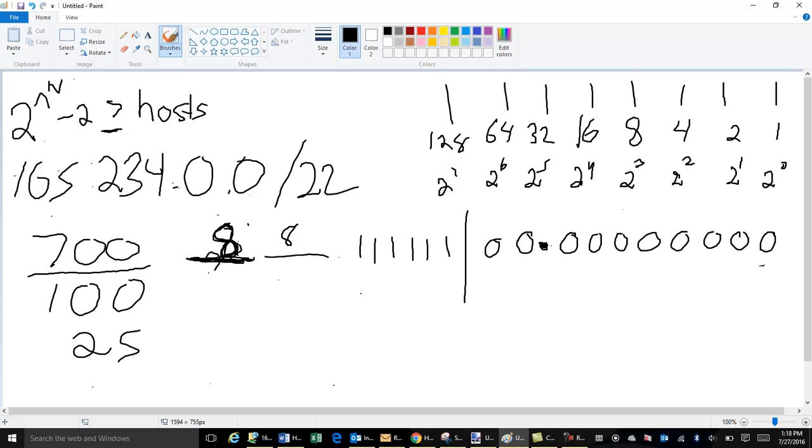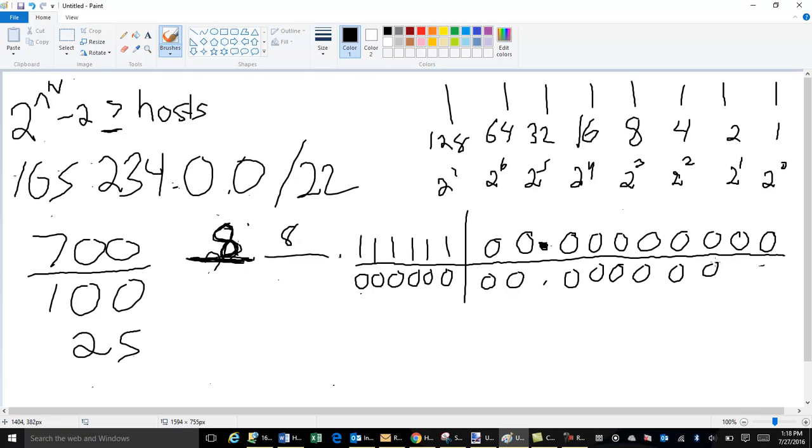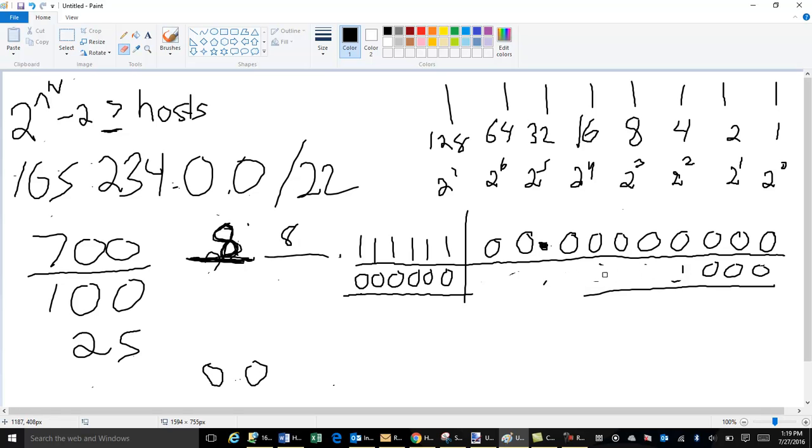Okay, so now I want to figure out what my first range is. What I do is underneath my line here, I make the whole entire thing underneath it all zeros. So that gives me a starting point of 0.0. So my first network ID would be 165.234.0.0. And then to figure out what my broadcast is, I make my right hand side ones, and I figure out what that is in decimal.